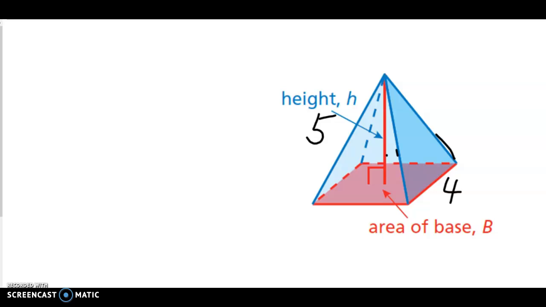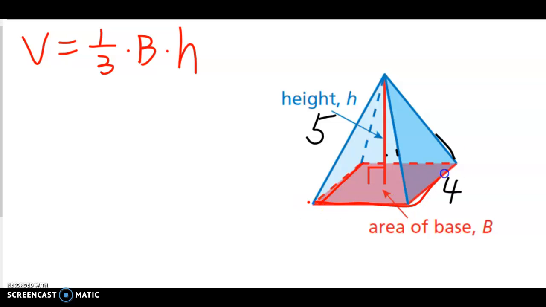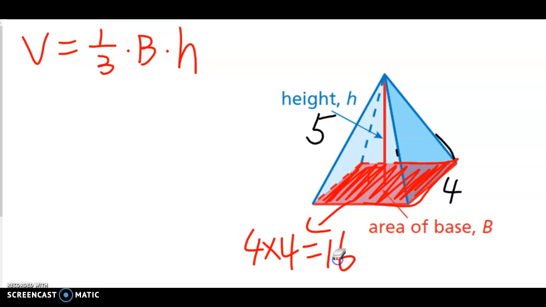So let's see the base first, because we know the volume formula is 1/3 times the base area times the height. So let's see the base area. You can see this is a square. If this is a square, we know the square area is length times width, or side times side, which means the base area will be 4 times 4 is 16.